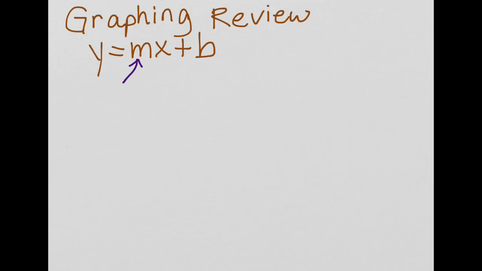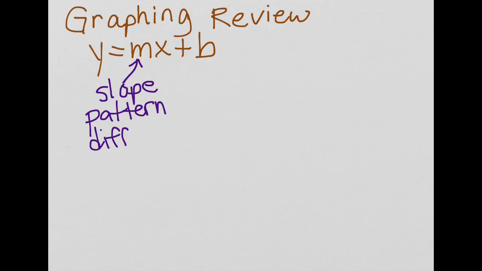When we have a basic line, the number being multiplied by the x is what we called the slope. When we talked about linear equations, we talked about that being the pattern. And when we talked about arithmetic sequences, that was our difference, the thing that we were doing every time, the thing we were adding every time. That is our slope or the pattern or the common difference.